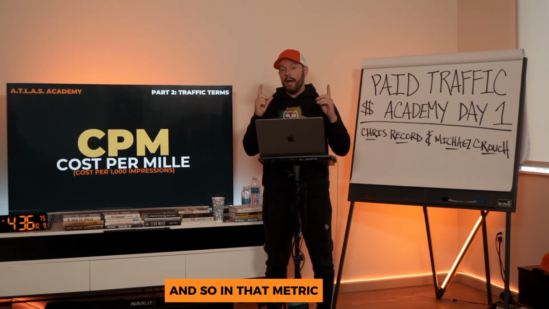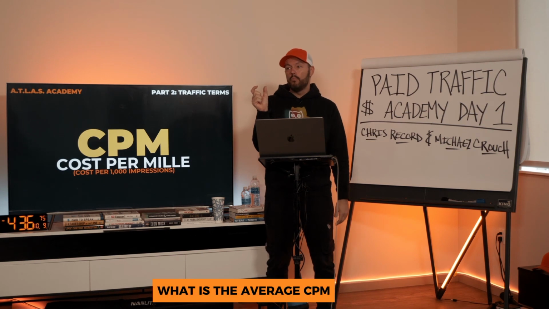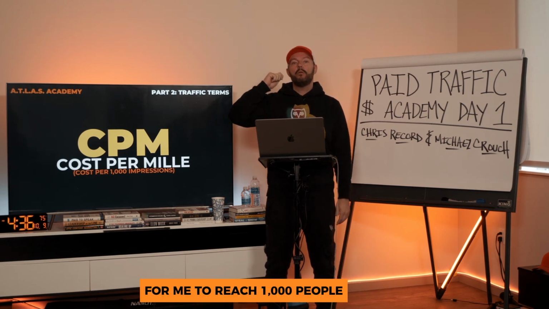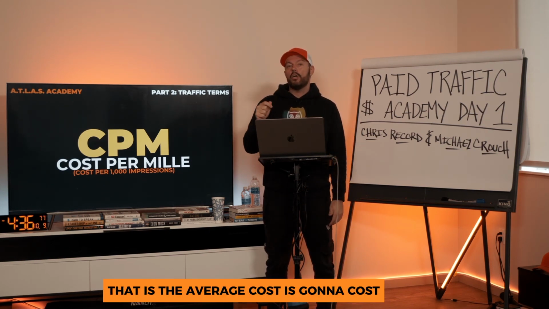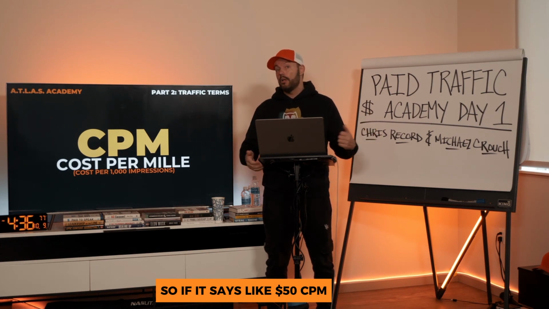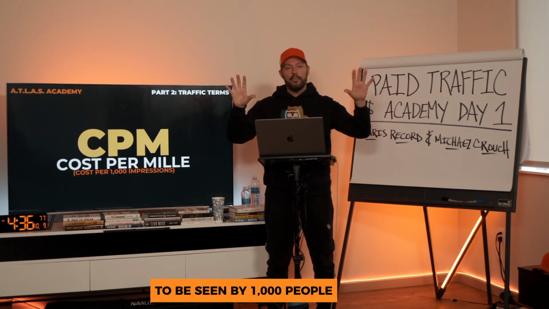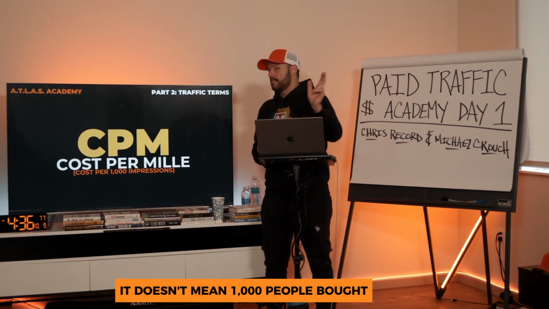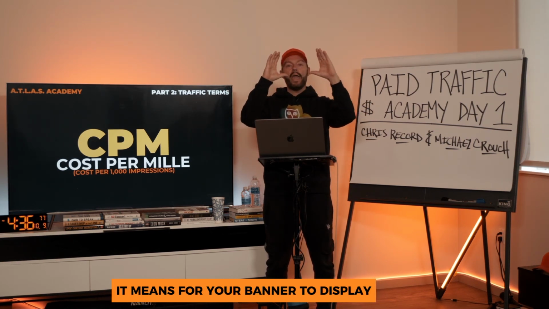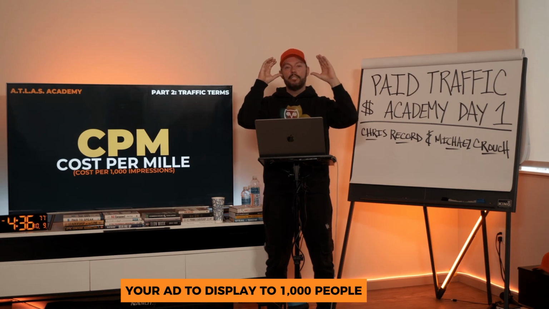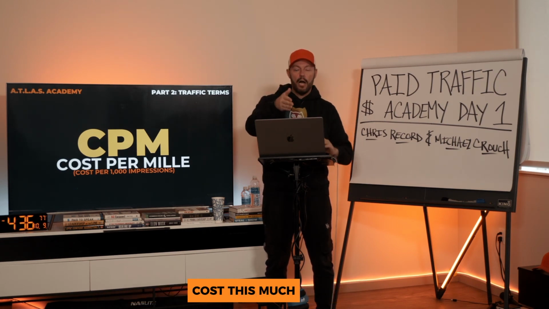And so in that metric, you're going to want to say, okay, what is the average CPM for me to reach 1,000 people? That is the average cost it's going to cost. So if it says like $50 CPM, that means you're going to spend $50 to be seen by 1,000 people. That doesn't mean 1,000 people clicked. It doesn't mean 1,000 people bought. It means for your banner to display, your ad to display to 1,000 people cost this much.